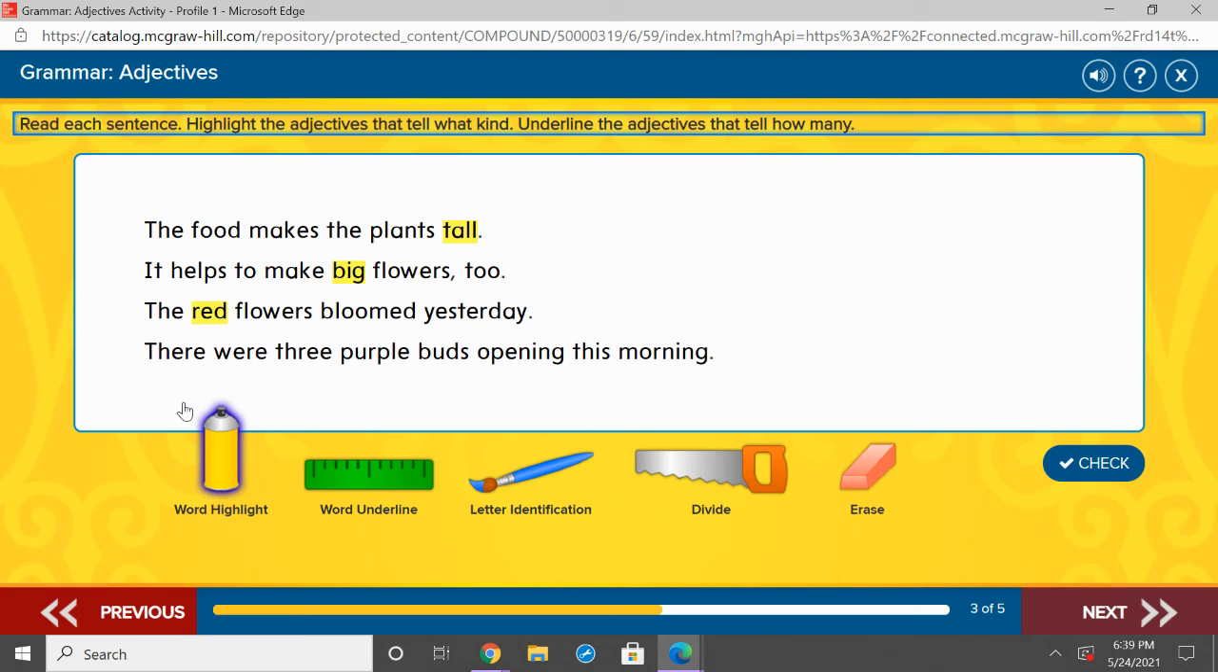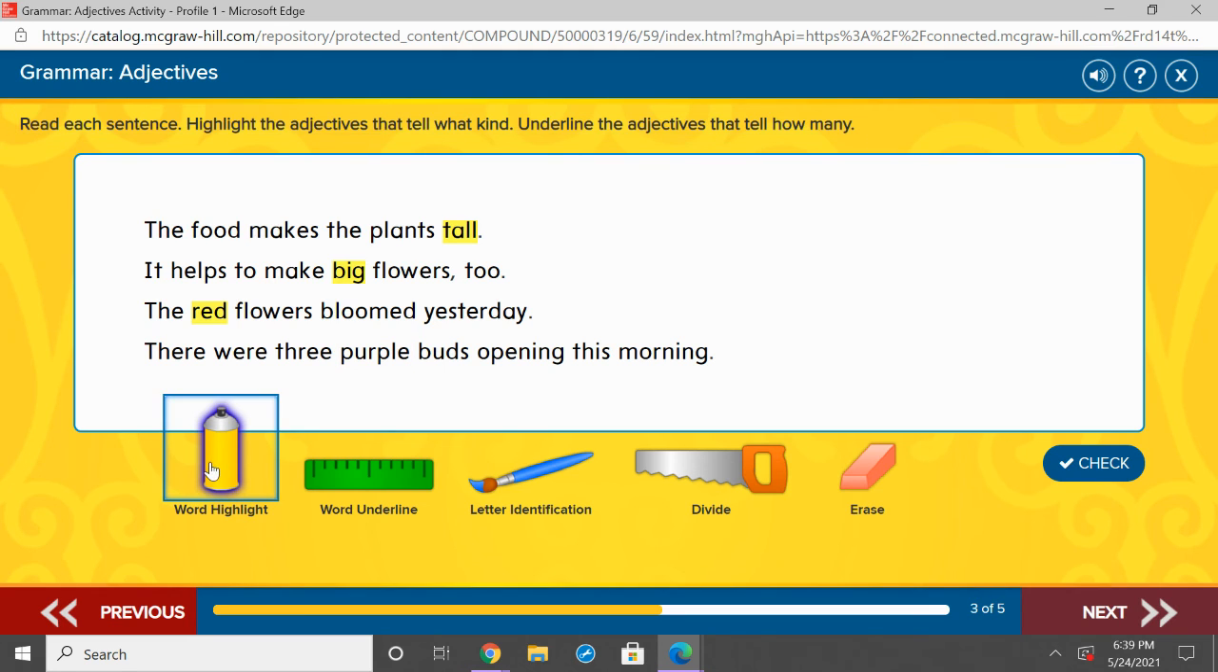Our last one. There were 3 purple buds opening this morning. So what words are describing buds? I want you to take your finger and don't actually touch your screen, but get close and point. What is describing buds? Go ahead and point. So you should have pointed to purple. Now, does purple describe how many buds or what kind? Yell that out. Yeah, it describes what kind. So we're going to highlight that.